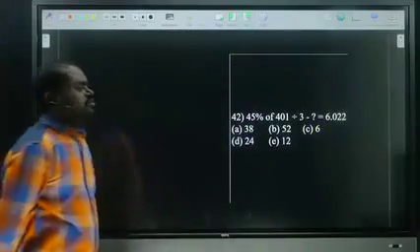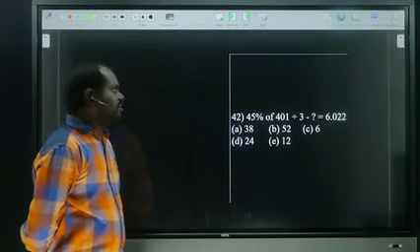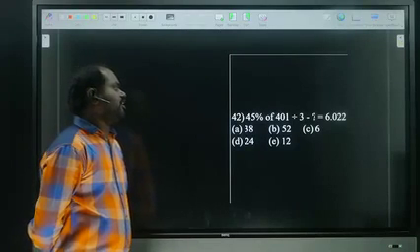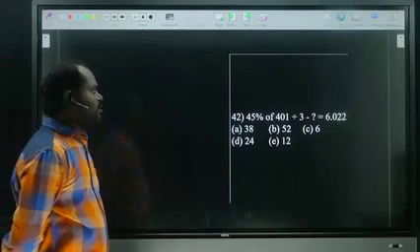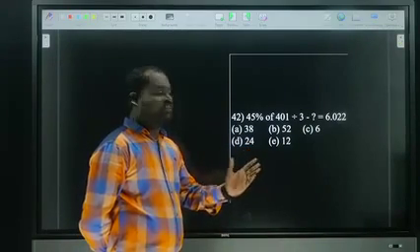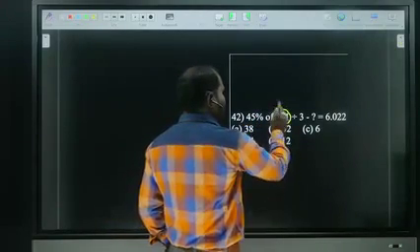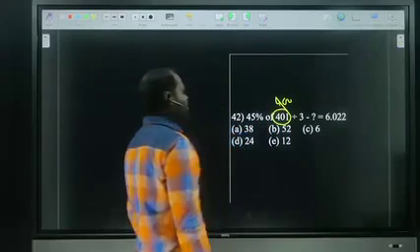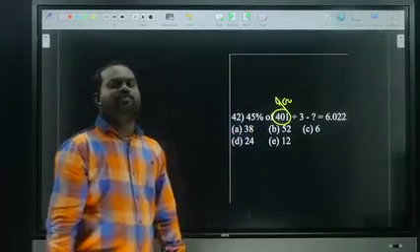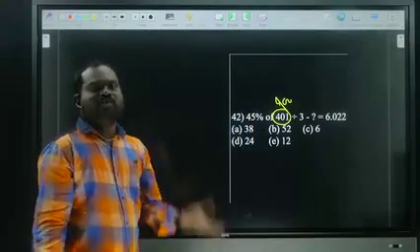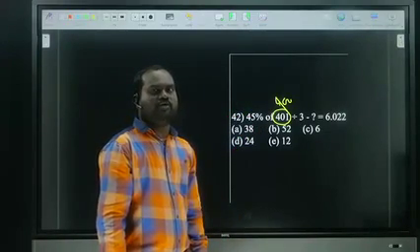What is the next one? 45% of 401 divided by 3 minus question mark is equal to 6.022. As per the BODMAS rule, first of all, brackets and of. First, we should give preference to of. So this 401 we round off to 400. The options are also not close. 45% of 400: 45% means 50% minus 5%. 50% means half. What is the half? 200. 200 minus 5%, which is 20. 200 minus 20 is how much?